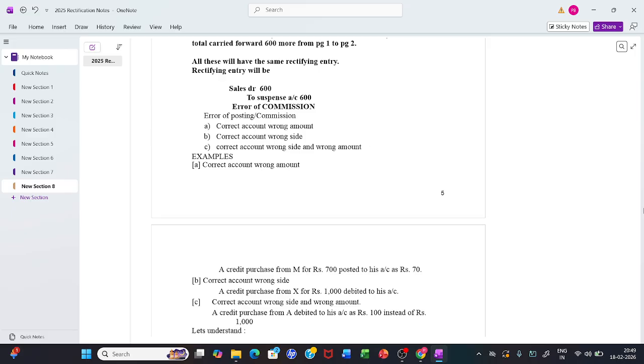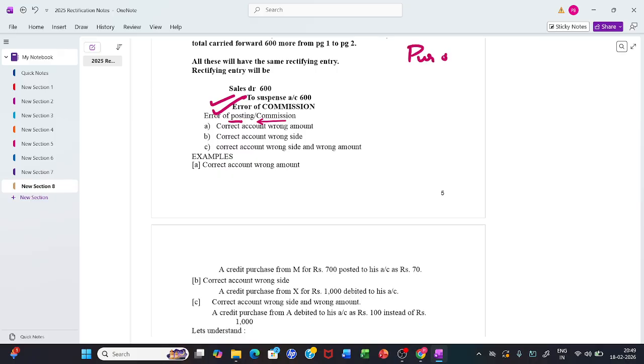First two errors are very easy, flawless. Third one is also easy if you understand the entry well. So the third one is based on error of commission, error of posting. This happens when you show something in the correct account. Now let's try to understand this.